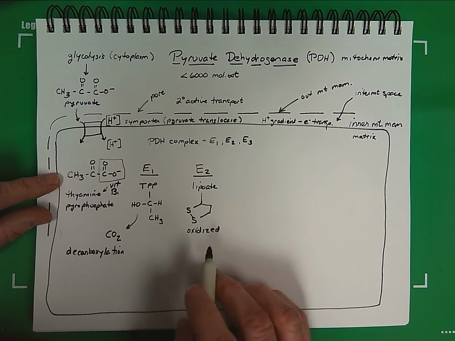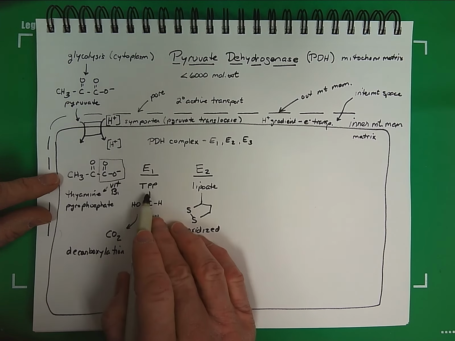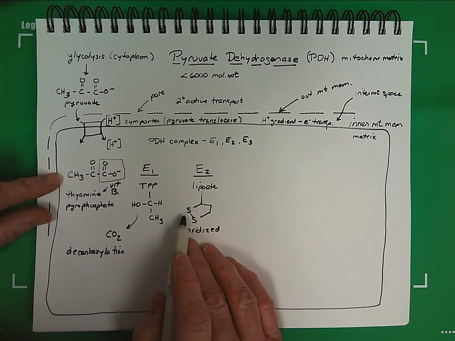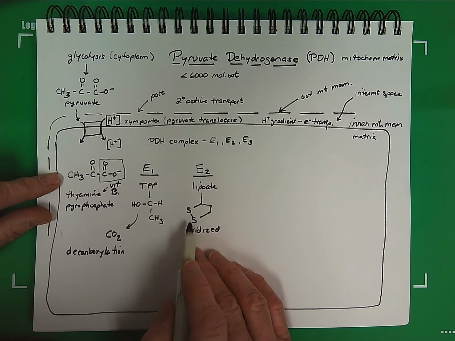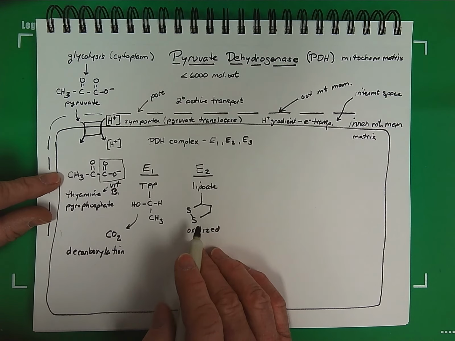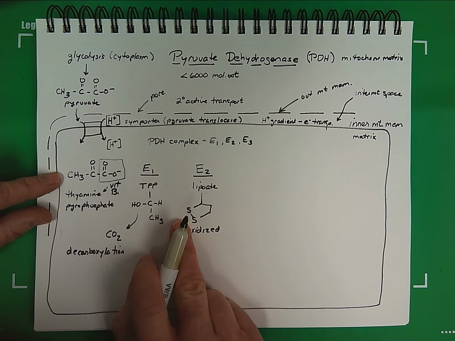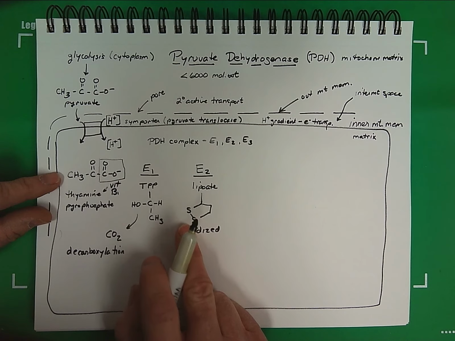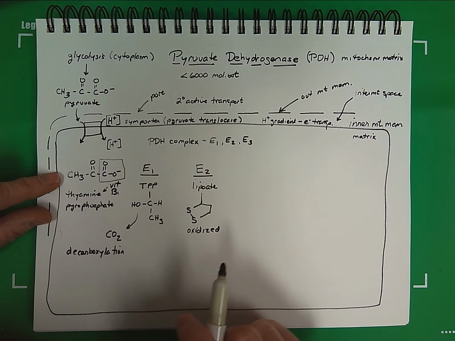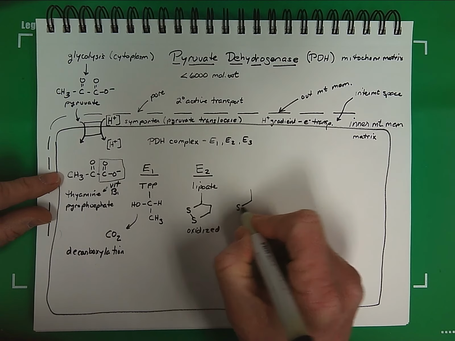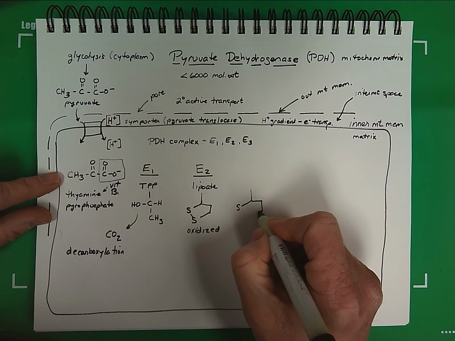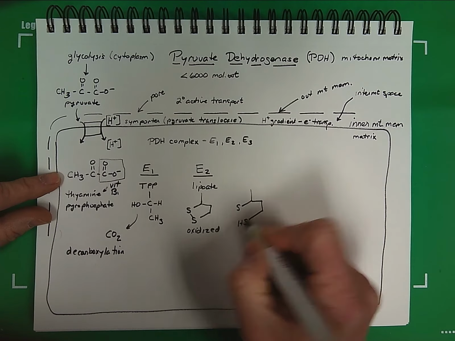Now, the next step of this reaction is to transfer these 2 carbons from TPP onto the lipoate sulfur groups. This is actually a redox reaction because we are taking the oxidized form of the sulfur, which is the bonded form, and we are breaking this bond and reducing this cofactor on E2. So what our group will look like then is this.